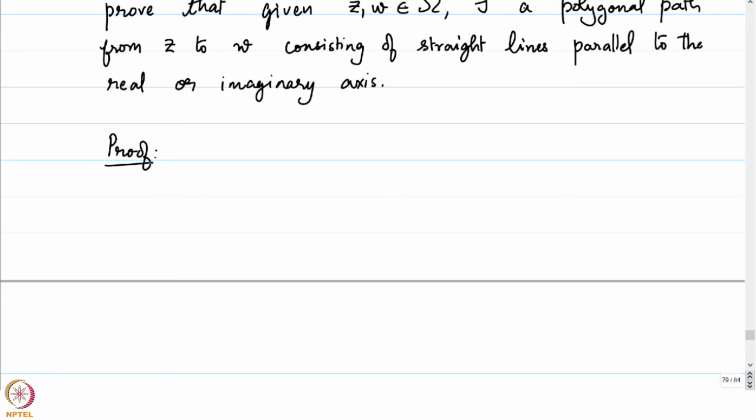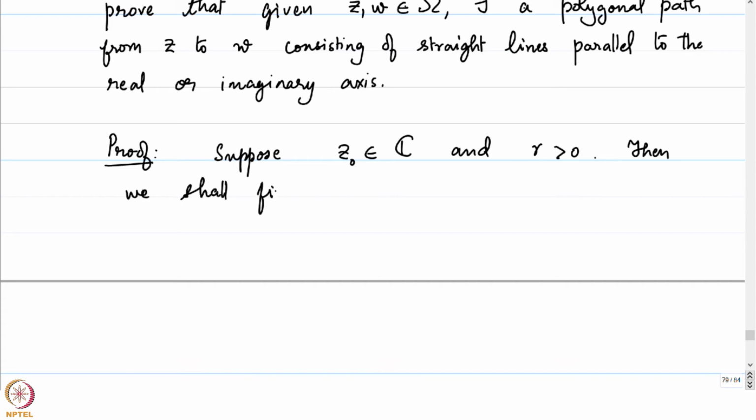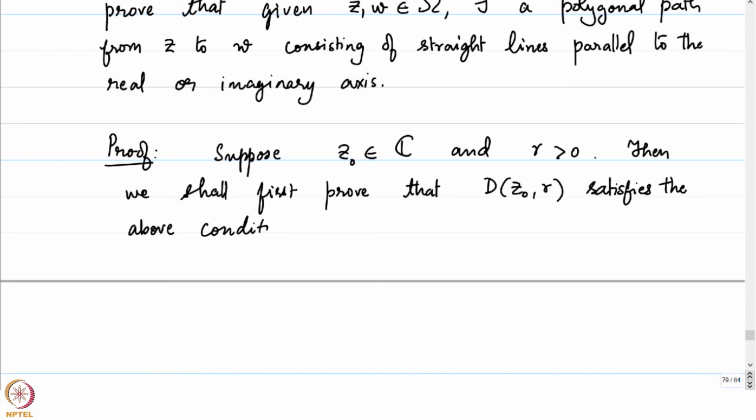Let's first show that in a disk we can always do this. So suppose z0 is a point in C and R is greater than 0. Then we shall first prove that the disk of radius r around z0 satisfies the above condition. Let me first give you a picture which describes what I'm going to do. In fact, I'll not write down the explicit details, which I will leave for you.